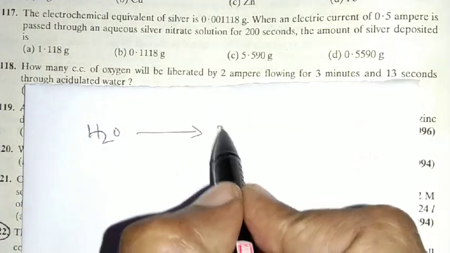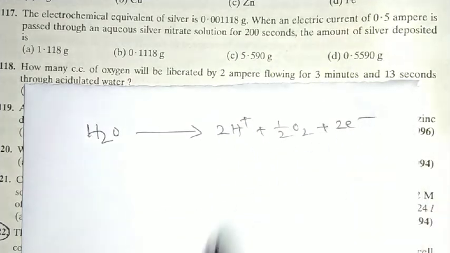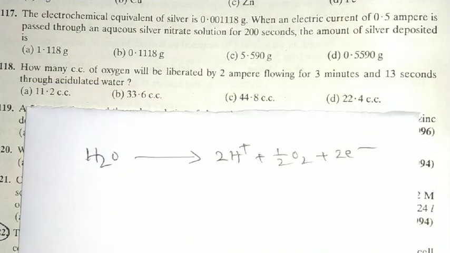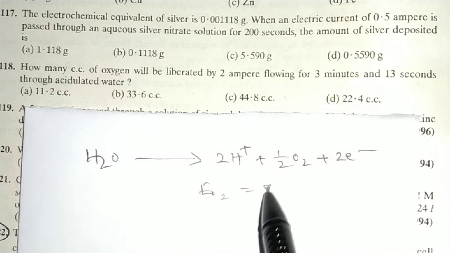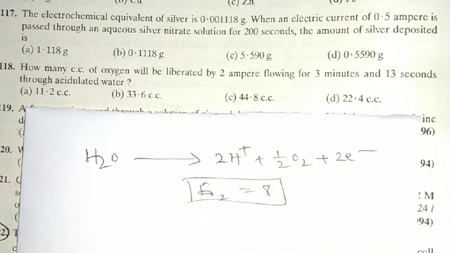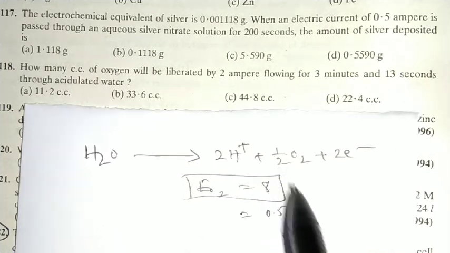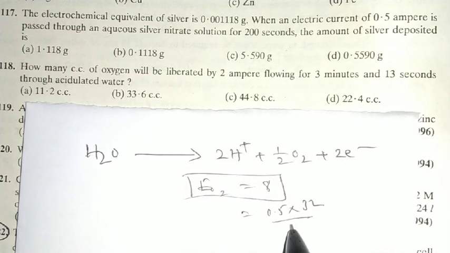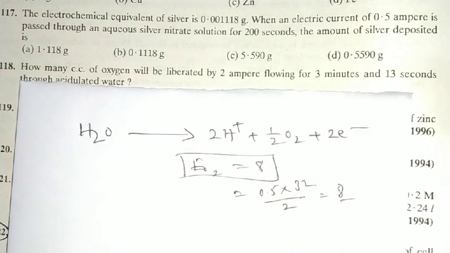H2O gives 2H+ plus half O2 plus 2 electrons. So in the electrolytic cell, if you take acidulated water and pass the current, automatically this reaction happens. Now as per this, what is the equivalent weight of oxygen? We'll get 8. As per the equivalent weight concept, oxygen equivalent weight is 8. How? 0.5, that is half mole, into 32 by 2, the change in oxidation number. What will we get here? 8. In this way also, 8 only.